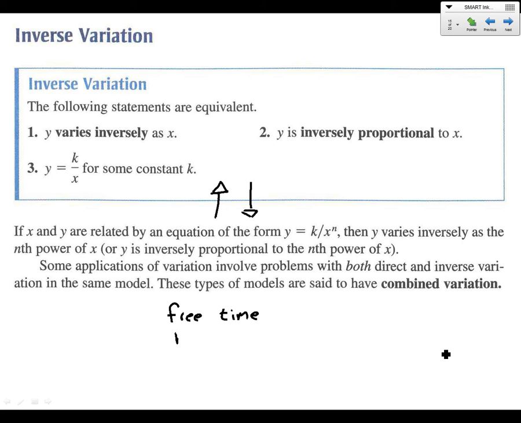And how about homework time? The more time you spend on homework, the less time you have free. The more free time you spend, the less time you have to do your homework. So they are inversely related. And we can also have powers, just like we saw with direct variation. We can say y equals k over x, or if it's inversely proportional to x squared, y equals k over x squared, just like we saw in the last example.